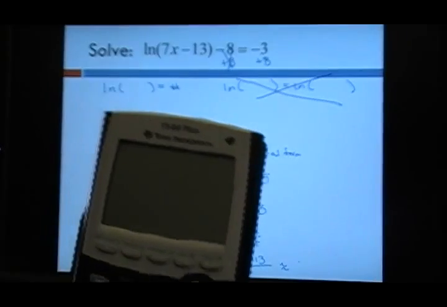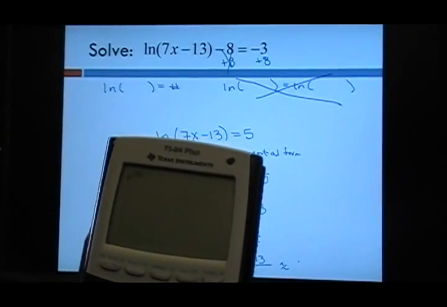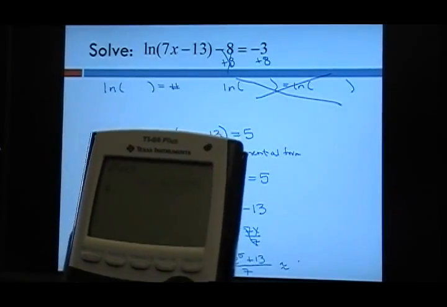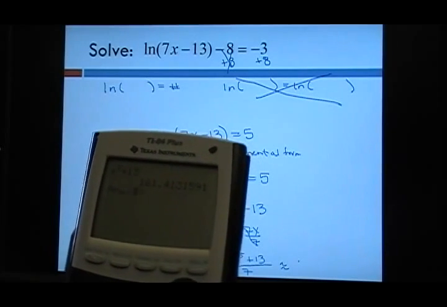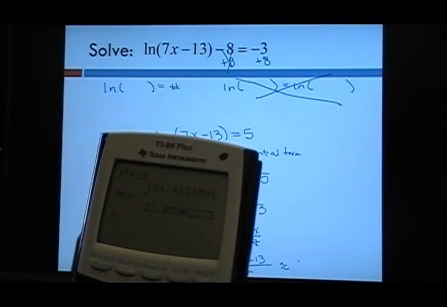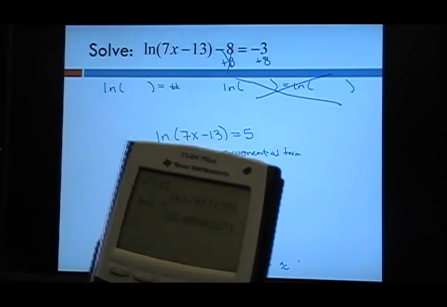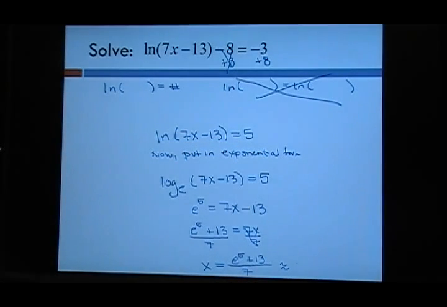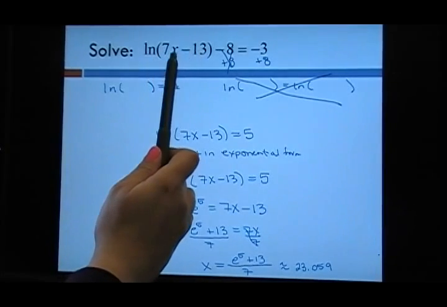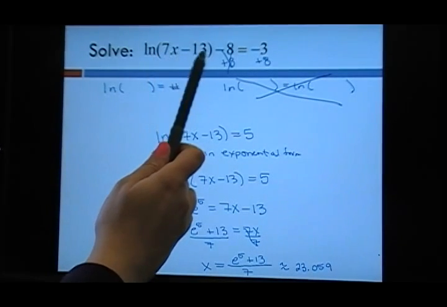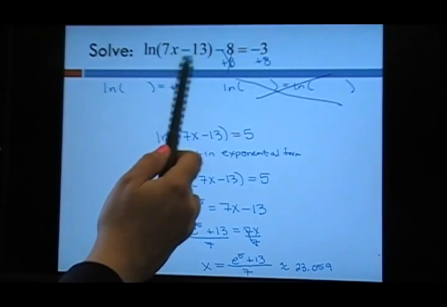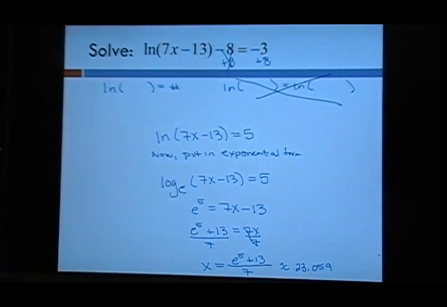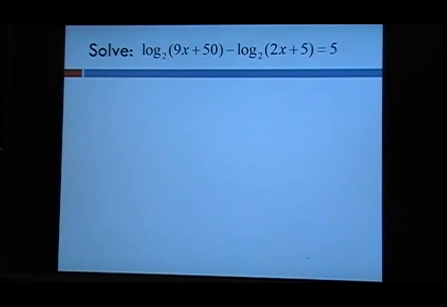so in the numerator we have e to the 5th plus 13, and then that sum divided by 7, that's approximately 23.059. If I check it, if I multiply 7 by a little more than 23 and subtract 13, I am going to get a positive number, so this is okay. This is not extraneous. Okay?